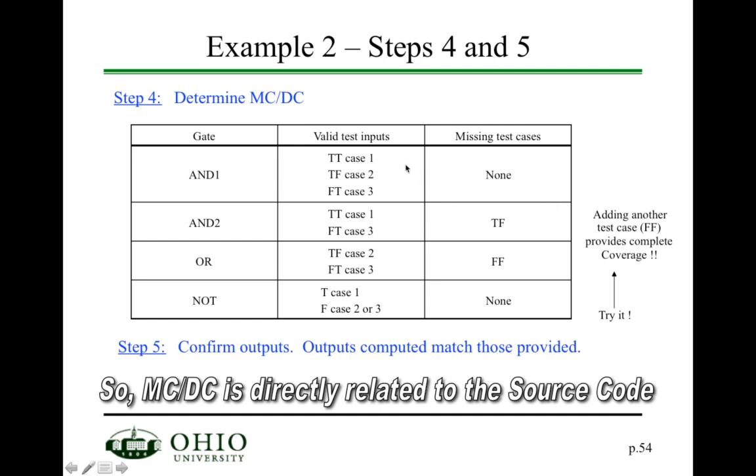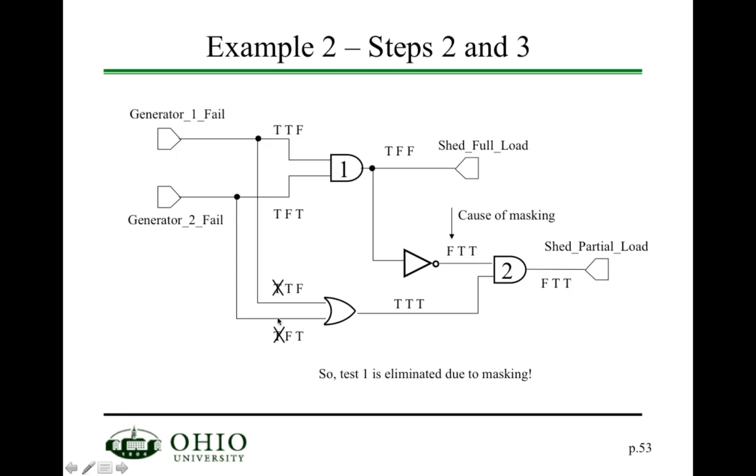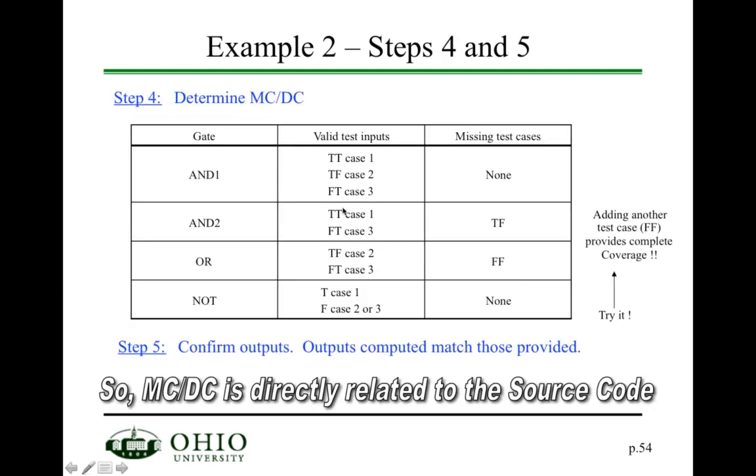So to make this work with this particular source code, if I look at the AND gates, you see I reduced one test case here for this OR gate. That means that for the second AND and second OR, I no longer have the 3 test cases that I would require. So in this case, I need to add true, false, and for the OR gate I need to add false, false. And then you get complete coverage.